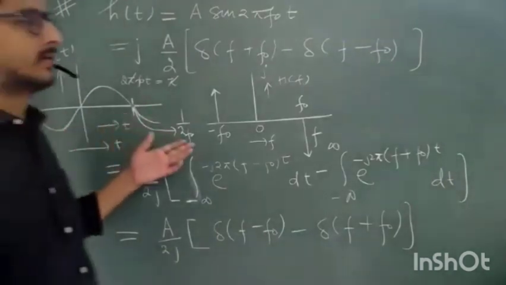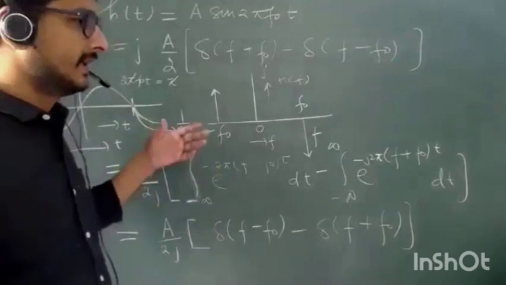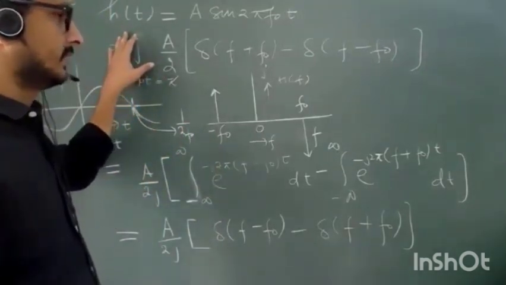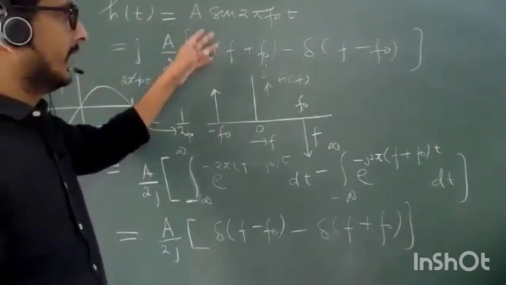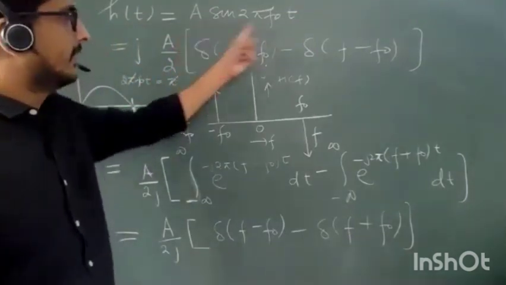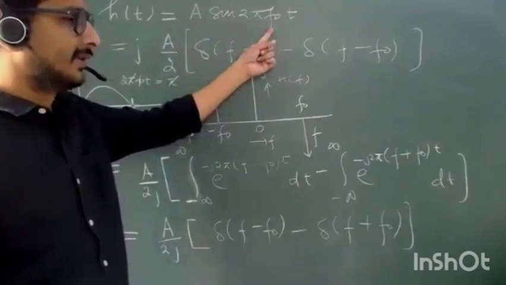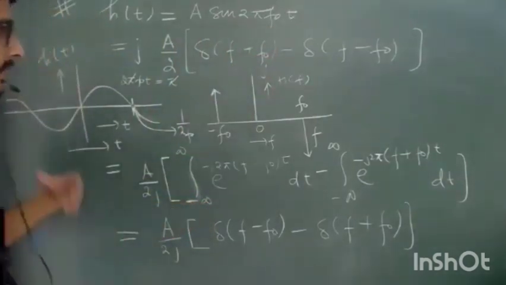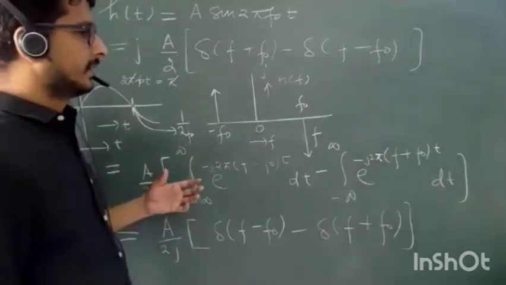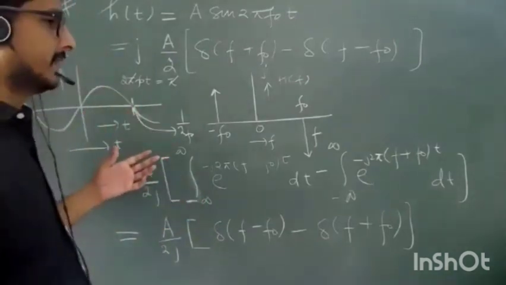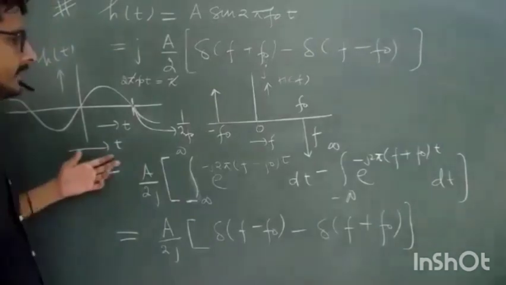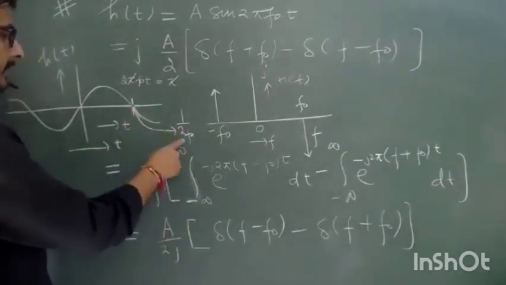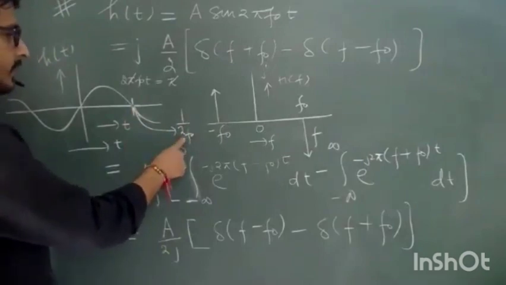And this is a 5-mark question from a previous year. They gave it like this: a signal is sinusoidal and it has amplitude A and frequency f0. This signal is converted to the Fourier domain. Fourier transformation has been done, and the sampling frequency is taken as 1 by 2f0.